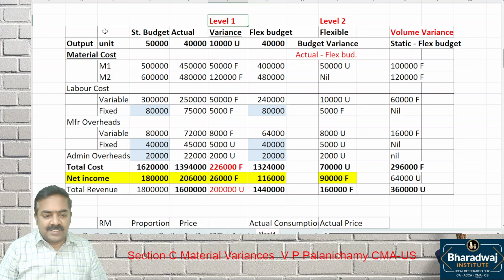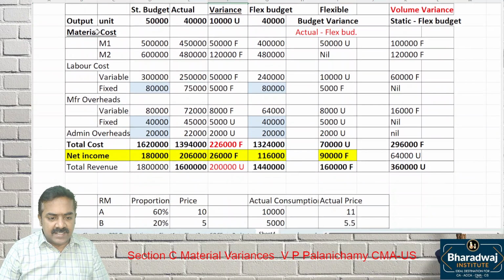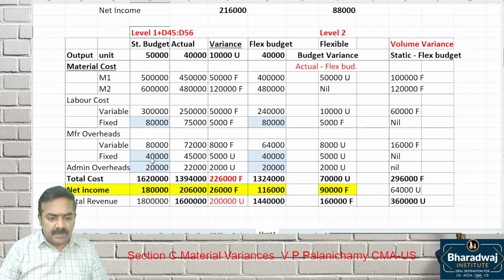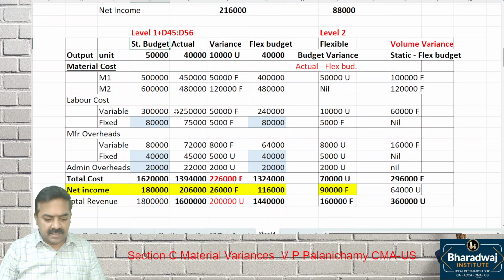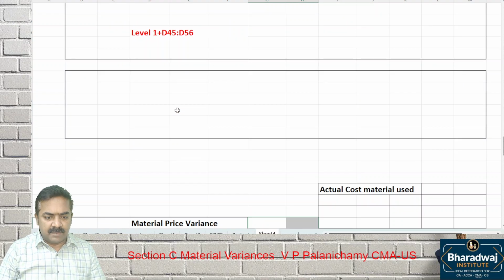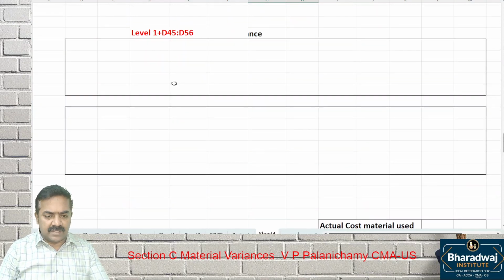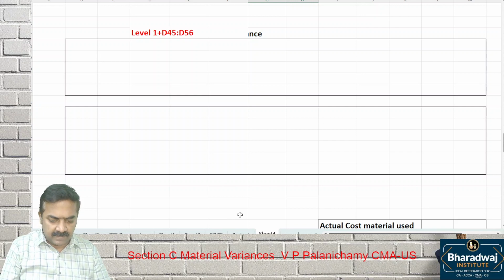Good morning. Last class we have done the budget variances. The difference between the fixed budget, the static budget, and the actual budget, we call it the level 1 variances.